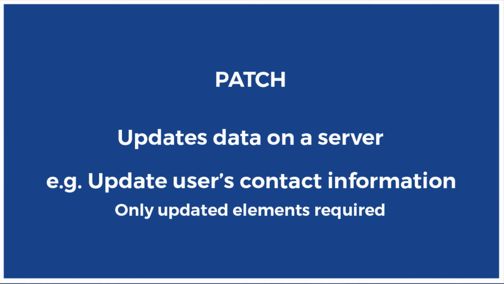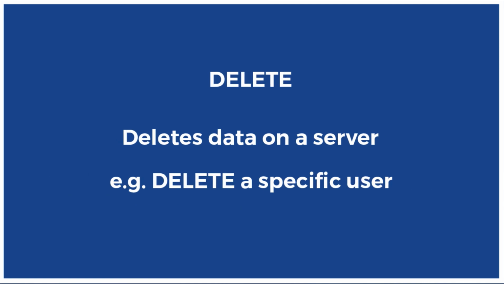A PATCH request also updates data on a server, but only requires the updated element to be sent. So in this example, you would only send the updated telephone number. Finally, a DELETE request deletes data from a server, for example, deleting a specific user from the database.